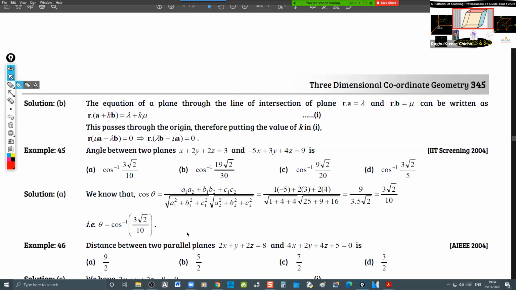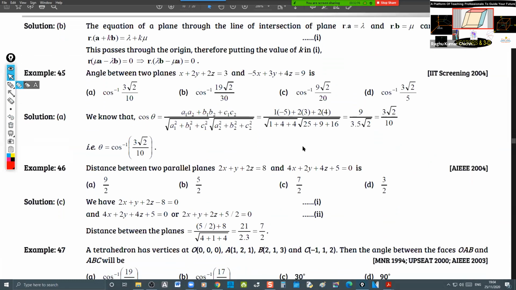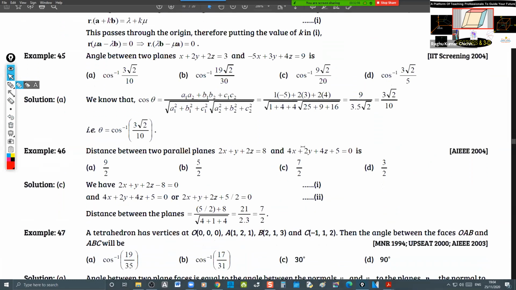Let us move to the next problem. Example 47. A tetrahedron has vertices OABC given. Then the angle between the faces OAB and ABC will be. This is also an important model, and generally the students get confused in finding the angle. Not only that, you must have a clear idea about the tetrahedron.